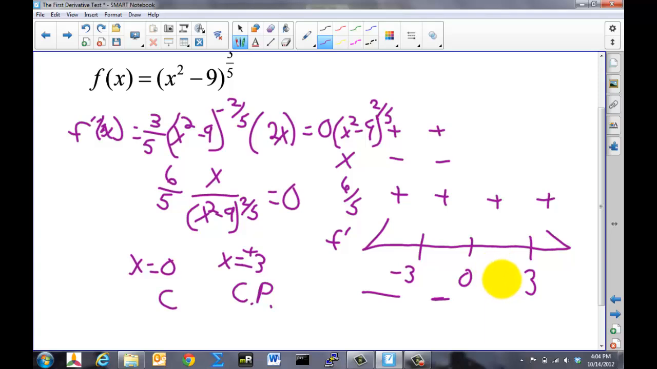What happens when we put 1 in here? Well, that's going to make that a positive number, and 1 squared minus 9, we get the same thing as we did before, a positive again. But this time we've got 3 positives, so the derivative is positive there. That means the function's going up. And what about when we put 4 in? Well, that's obviously positive. 4 squared minus 9 is a positive number, so it's going to be positive overall.